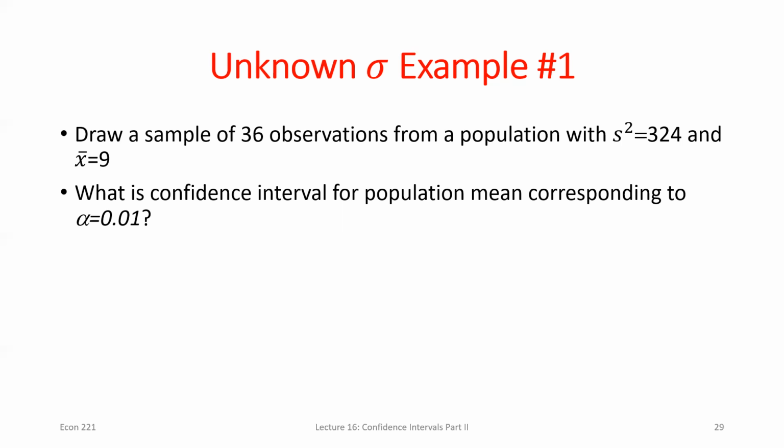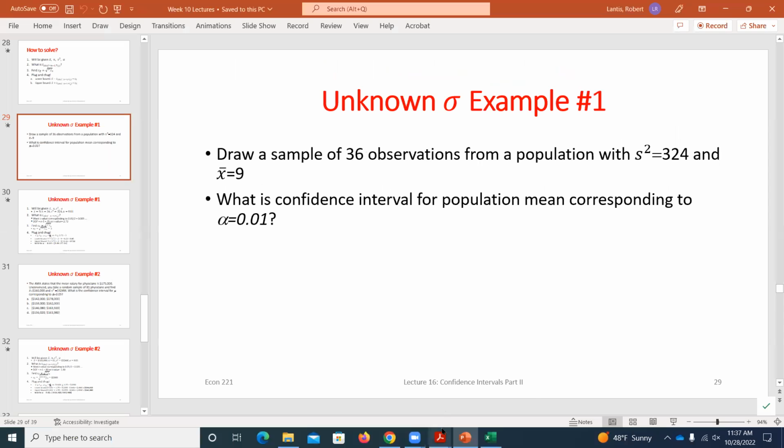So, yeah, that was just n minus 1. So 36 minus 1 is 35. What will alpha divided by 2 be? 0.005. All right, 0.01 divided by 2 is 0.005. So I then go to my table.